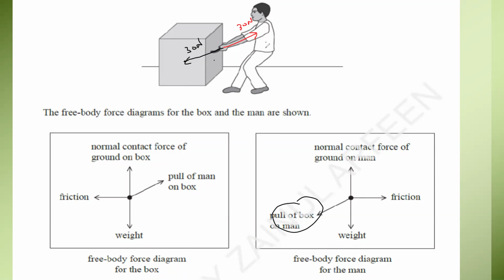Then the weight of the man is acting downward. As you can see, the weight is acting downward. He is in contact with the surface, so there will be a normal contact force acting. The normal contact force is also given.